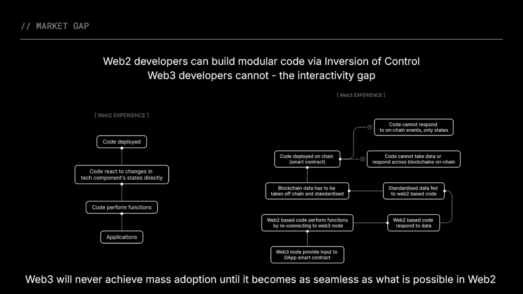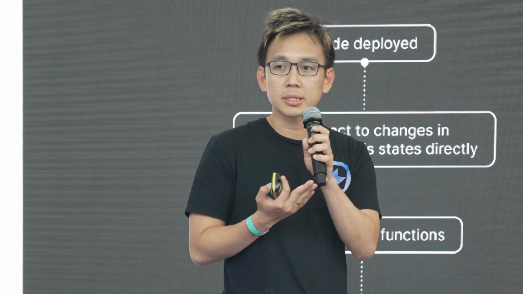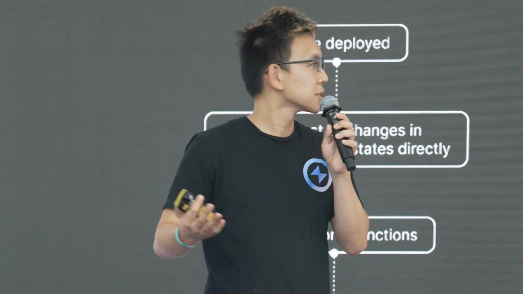Basically, we went to the root of building in this space. Some of you who are developers, this might be very, very familiar to you. Web2 developers can build modular code via inversion of control. Web3 developers cannot. What does that mean? Because if you're building on-chain, smart contracts are not reactive to events. They are reactive to the state of your wallets.